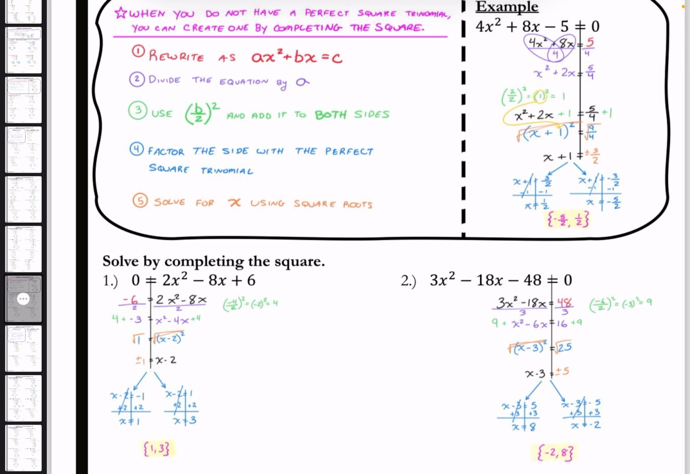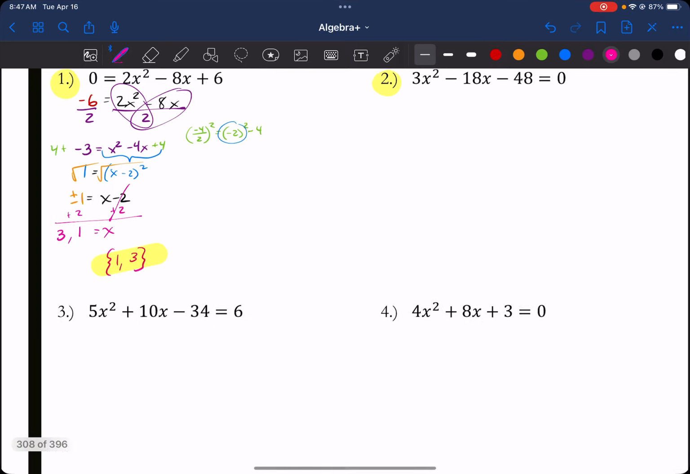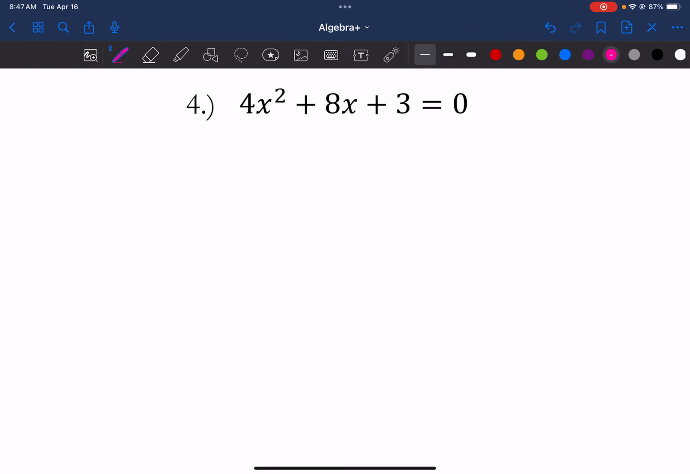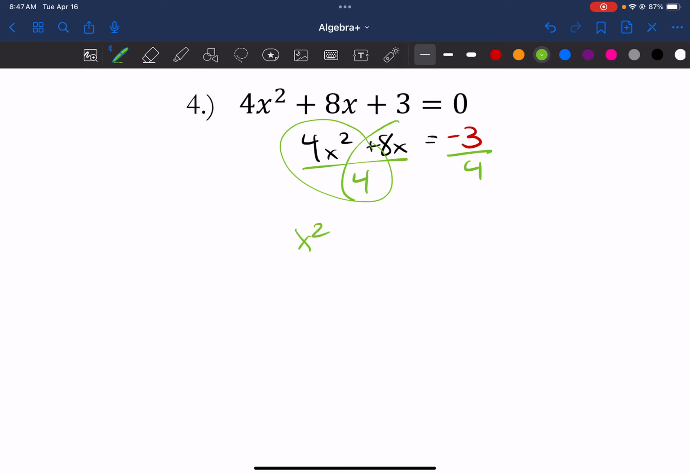We are now going to do number 4 because number 4, it does not work out perfectly with step 2. Right? I'm going to bring my 3, my c, to the other side. And I'm going to divide by a. When I divide by a here, I'm dividing by 4. So although this gives me x squared, and this gives me a positive 2x, I'm left with a negative 3 over 4. Yes, we're dealing with fractions, and that's okay.